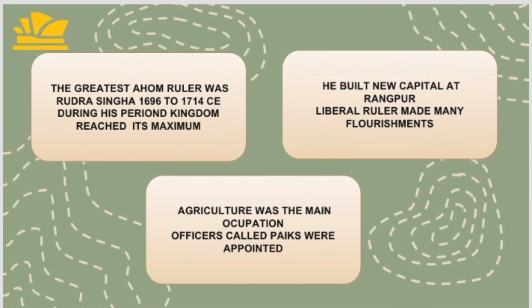There was a great ruler in the Ahom dynasty named Rudra Singha. From 1696 to 1714 CE, he ruled his kingdom. He ruled the kingdom in a proper and liberal manner. He built the capital at Rangpur and nourished the people with goodness, and he made agriculture the main occupation.